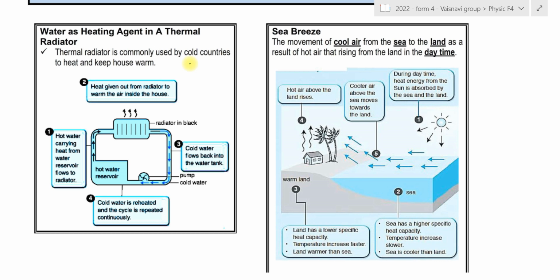Kena hafal tak macam ni semua? Okay, tak payah hafal, cuba fahamkan. Kalau dia mungkin boleh tanya dalam essay format. Explain how the water acts as a heating agent in a thermal radiator. Then they will label certain parts for you, and the label is important. That is a clue for you. And then you just create your own story. That's it. But this thermal radiator is not a car radiator. Car radiator is different.